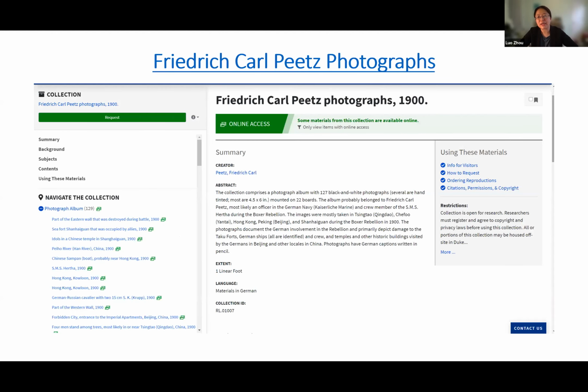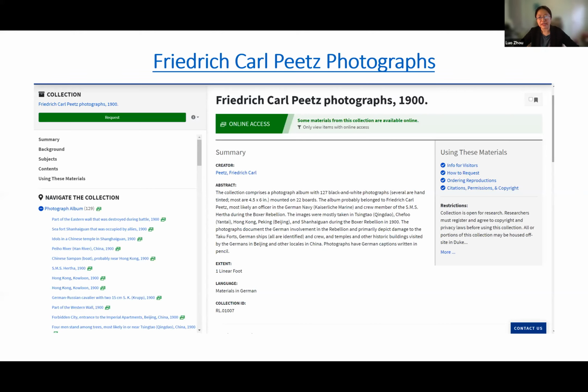Now, a second example is this Frederick Pease photographs. This is a very small collection. This is in one photo album, as you can see. It's just one photo album. So if you click open, you actually see each individual photo. So the organization of this collection is straightforward. It's just by the order in which these photographs appear in the album. And when we look at the album, they're very interesting.